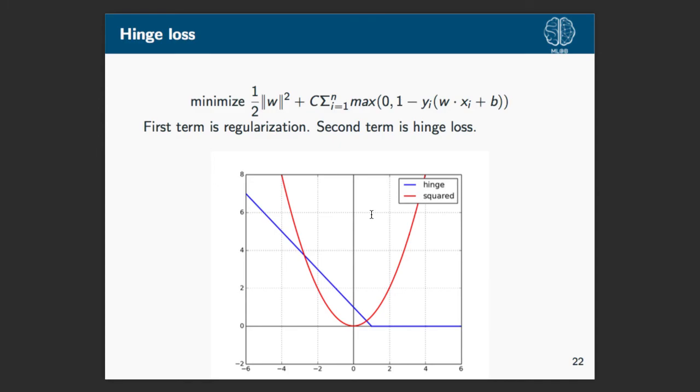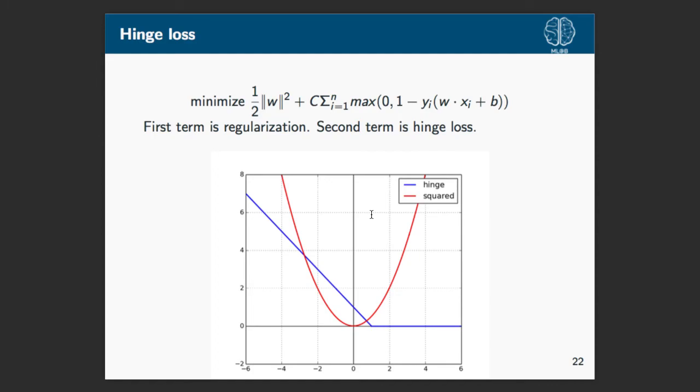So what does this say? If y times (wx plus b) is greater than 1, which means I'm correctly classified, then I'm going to have 0 loss. Anything 1 or greater will have 0 loss. Does it make sense? Yeah, okay. Now, if I'm totally off, if y times (wx plus b) is totally negative, then I'm going to have this linearly growing loss going up to infinity like this.